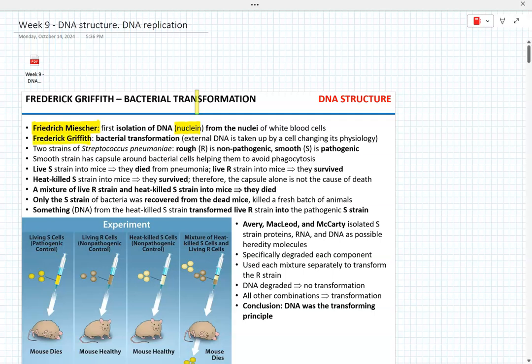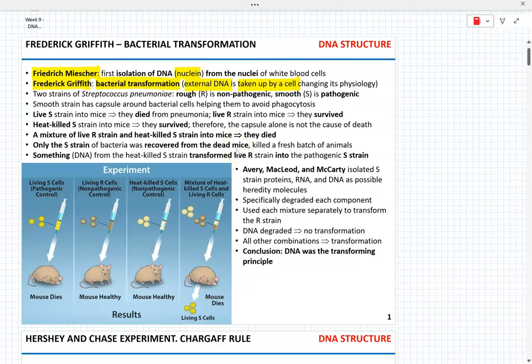Later, in the 20th century, British scientist Frederick Griffith discovered the process of bacterial transformation, in which external naked DNA is taken up by a bacterial cell, which in turn can change the cellular physiology. Griffith used two strains of the bacterium Streptococcus pneumoniae: the rough strain, which was non-pathogenic, and the smooth strain, which was pathogenic because it had a capsule around the bacterial cells.